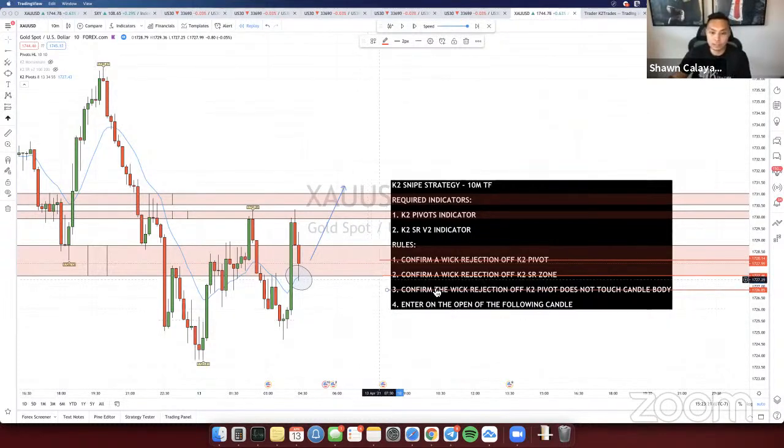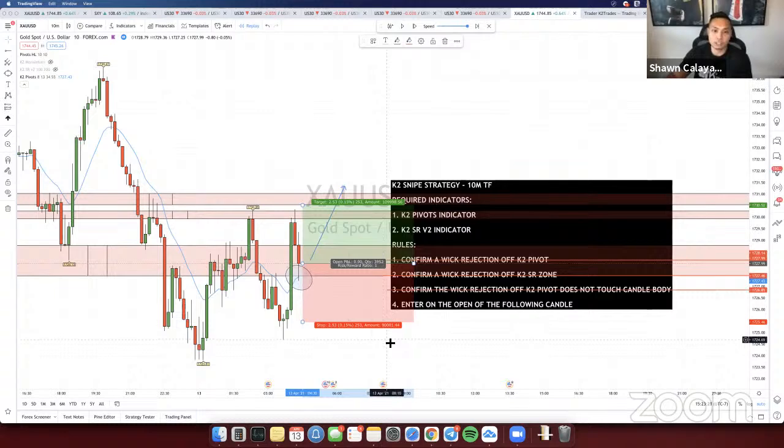Yes. So after you have that right there, you can enter on the open of the following candle. So as soon as this candle closes, you enter a long position. For this strategy, you kind of have to know what the sweet spot is for the trade.